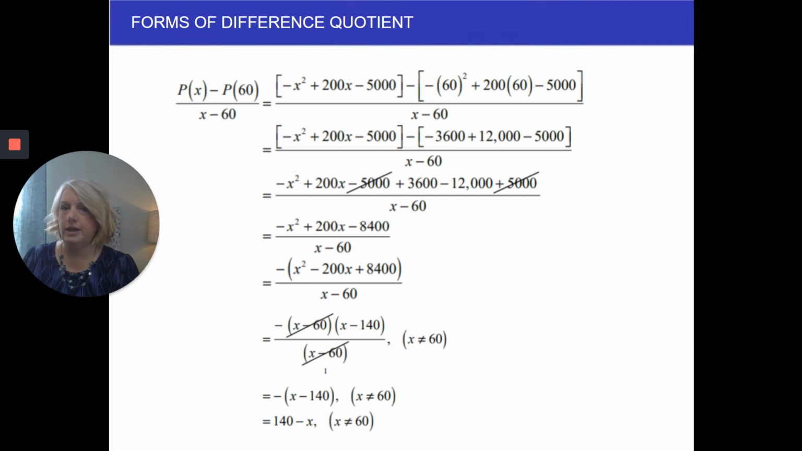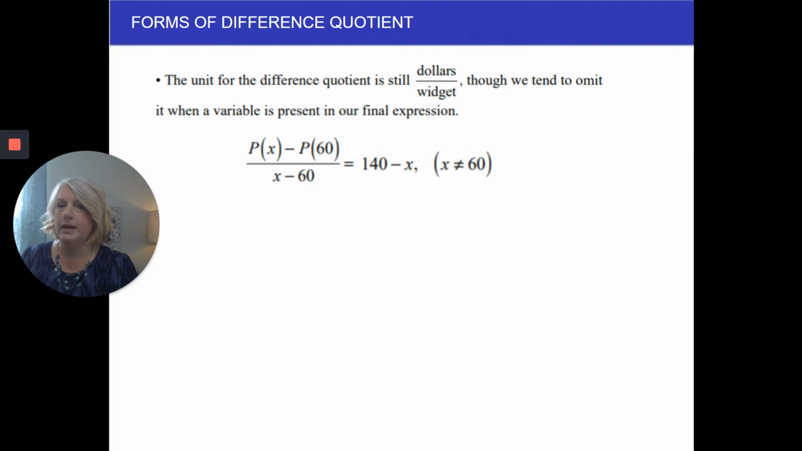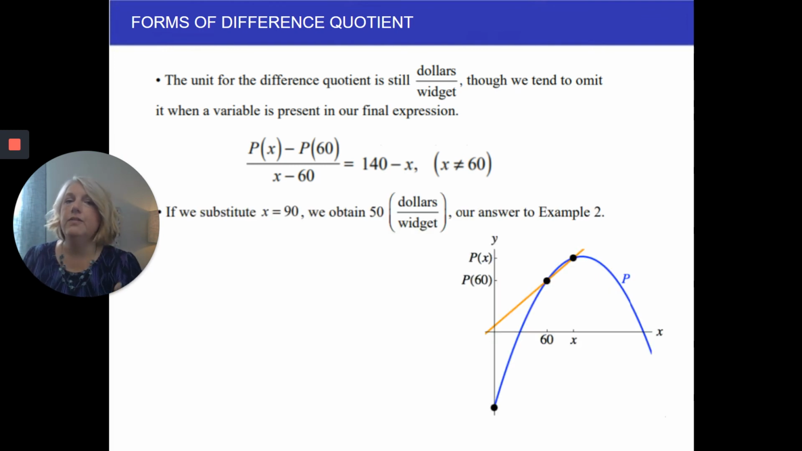So the average rate of change from 60 to some unknown endpoint x can be found by using this simple formula, 140 minus x. And so it's still going to be dollars per widget. And now you can just plug and chug if I want different ones. And if I were to plug in 90, then I would still get the same $50 per widget that we had. But this formula may be a little bit more useful in terms of, well, what if I plug in 80 and what happens? And then what if I plug in 130, what happens? And so on. And so we can look at what's happening to the average rate of change away from 60, like maybe in the short term, it's doing pretty well.